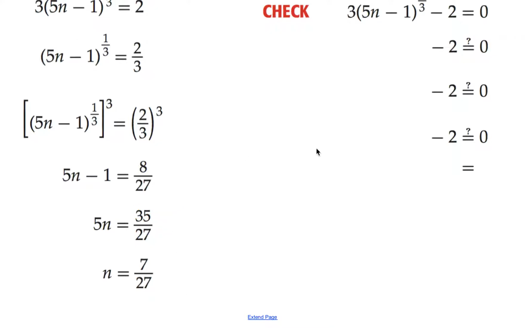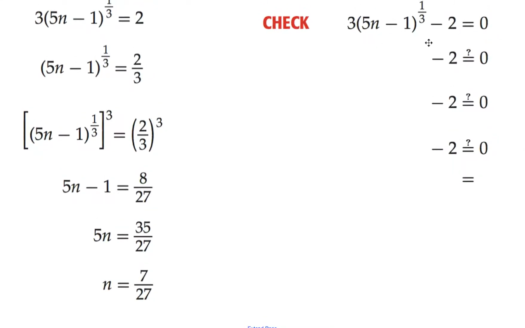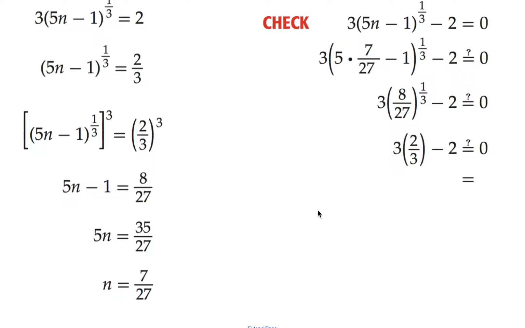Okay, let's go ahead and plug that in over on the right-hand side. We have our original equation, and I'm going to plug in 7/27 for n. Multiplying through, this is like 5 over 1, so I have 35/27 minus 1. Well, 1 is going to be 27/27, and 35/27 minus 27/27 is 8/27. And then we're going to go ahead and distribute our 3. The 3 will cancel with the 27, giving us 8 over 9. And that's to the 1.